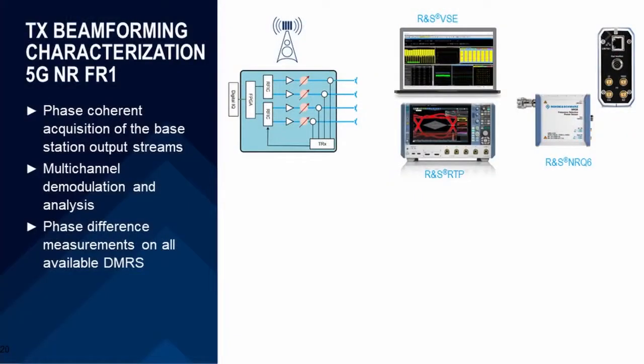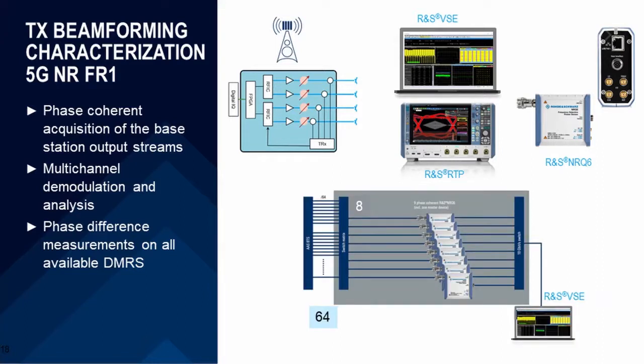Now if you want solutions for more channels, here we have to look at the NRQ6, the frequency selective power sensor. As you can see from the rear view there, we have an Ethernet connection on this power sensor, and the function of the RTP can be done by the NRQ. So when we serially connect these NRQs, we can do measurements on up to 8 output streams.